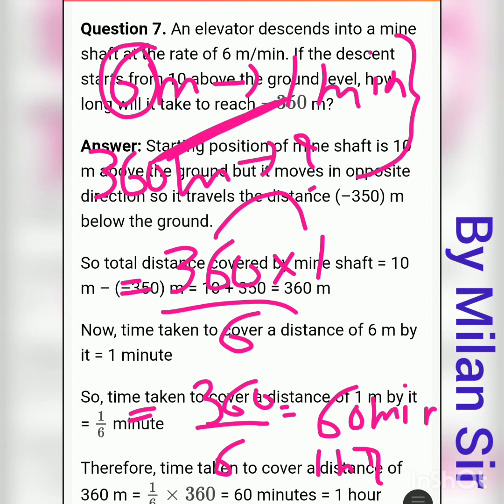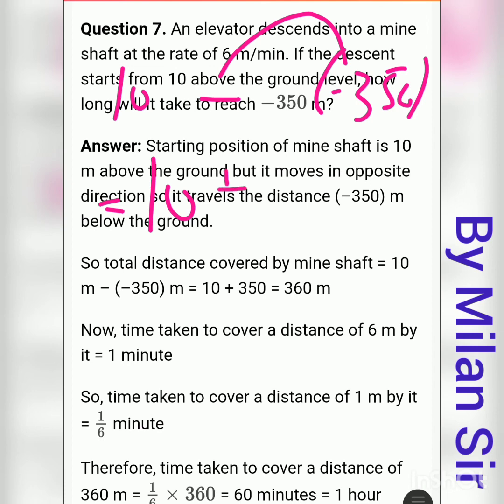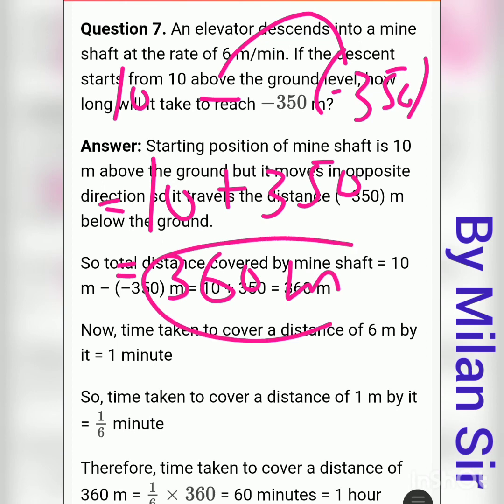Again, I repeat this question. The initial position is 10 meter above the ground level. The final position, that means we need to reach, is minus 350 meter. First of all, we need to find the difference between these two, that means how many meter we need to descend the shaft. So 10 is there, minus 350 is there. We subtract these two numbers. So 10 minus minus 350 becomes plus 350, plus 10, 360 meter. So we need to descend the shaft by 360 meter.